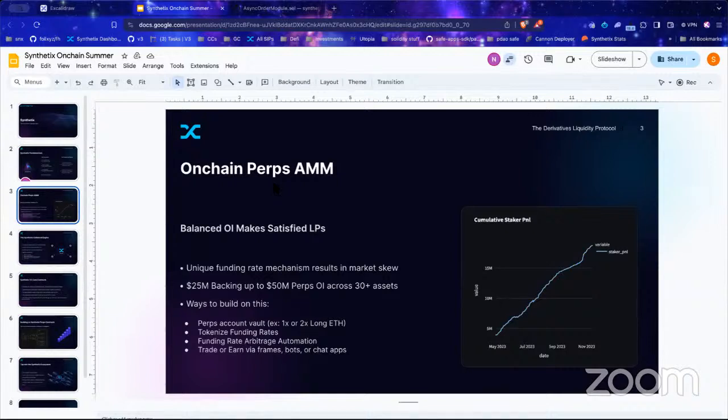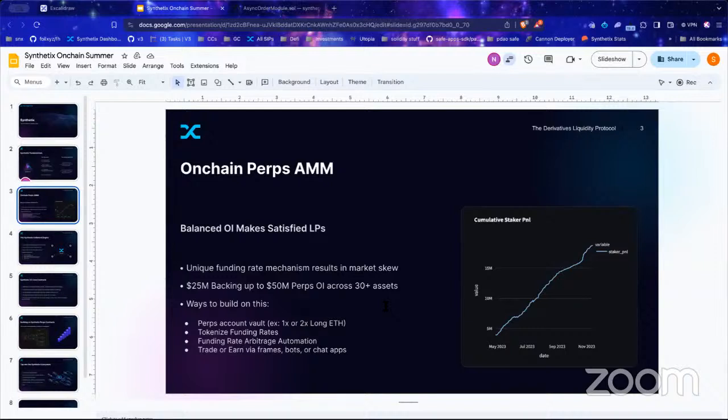Allowing the skew to be balanced ensures that the LPs aren't taking on the counterparty risk, so you basically have LPs that are ideally only pocketing the fees, and not any of the downside risk of potentially being a counterparty if the skew is one way or the other. So we have $25 million in backing, and about $50 million in perps OI across a bunch of assets here.